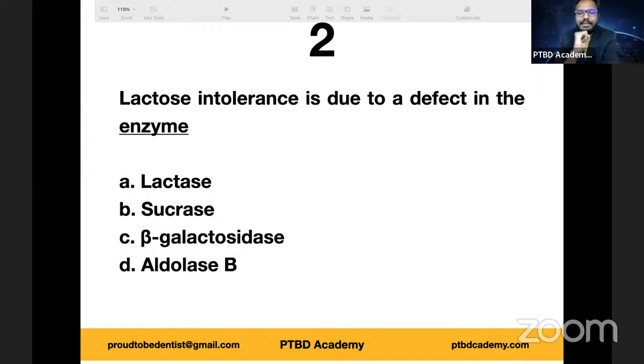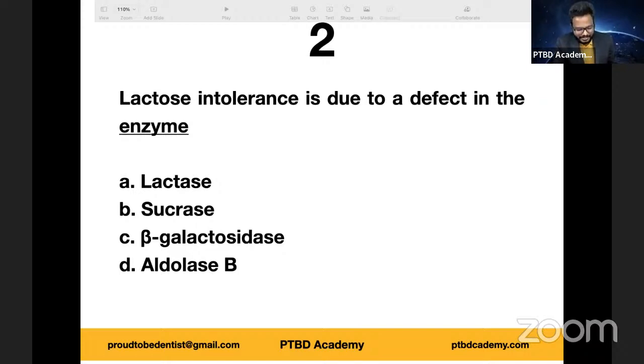The reason why I haven't mentioned the name of the enzyme is because you have the question on the same. I didn't want to leak the paper. Yes. So lactose intolerance is due to defect in the enzyme: lactase, sucrase, beta galactosidase, aldolase B. In fact, in one of the options I have already mentioned previously, aldolase B is something which is deficient in case of fructose intolerance, if you remember. I tried to highlight that as well. So you can rule out option D.